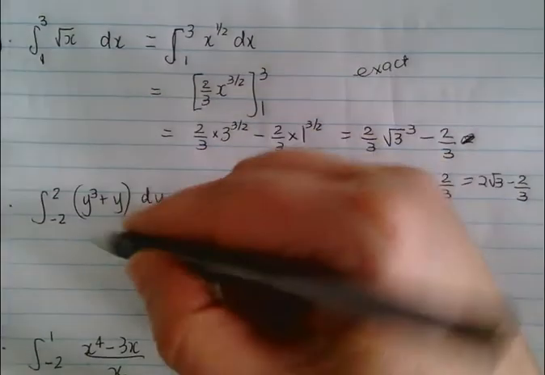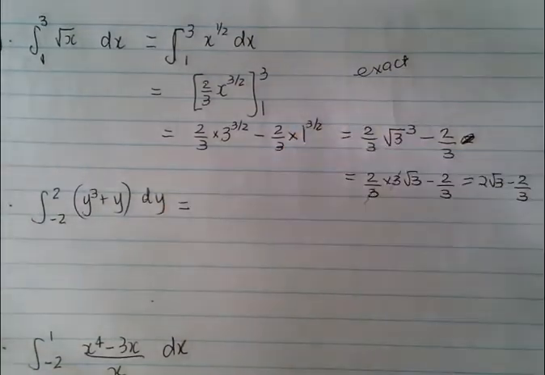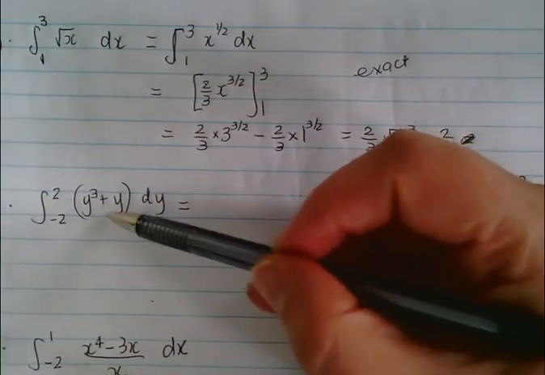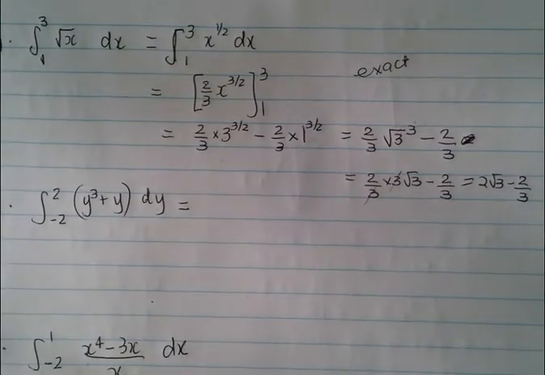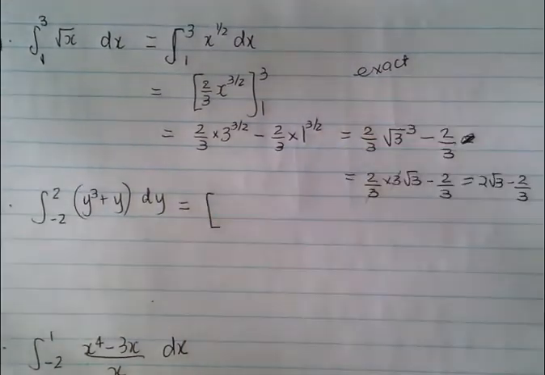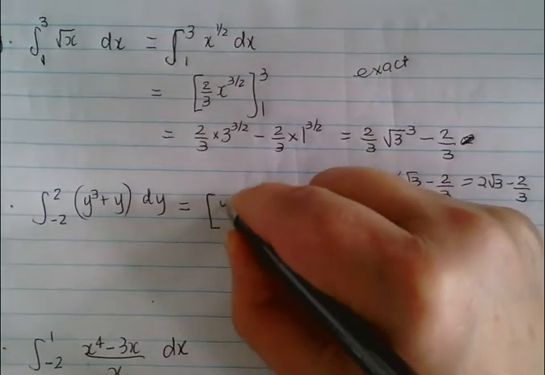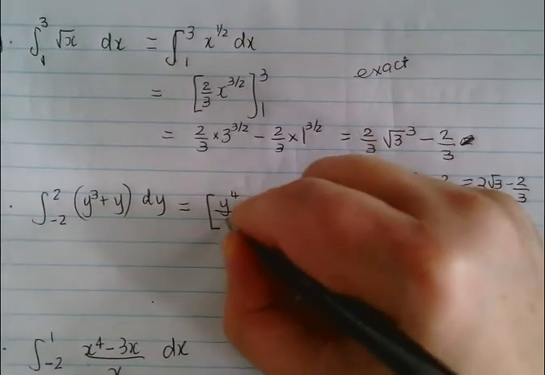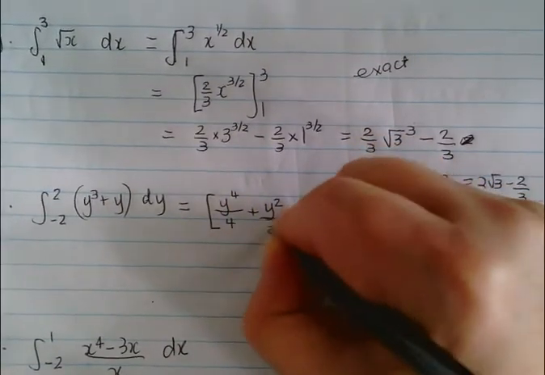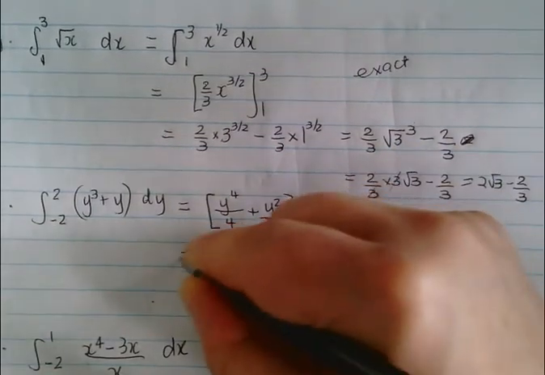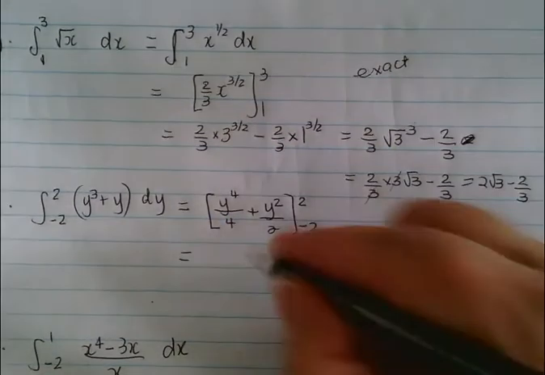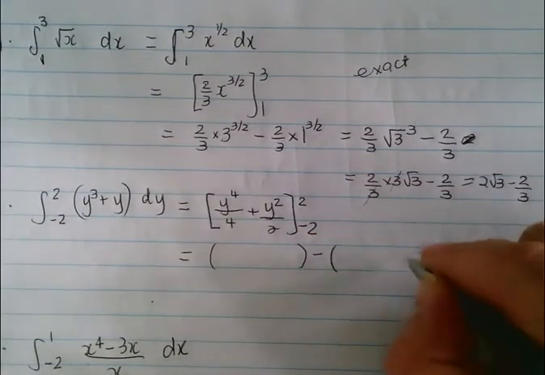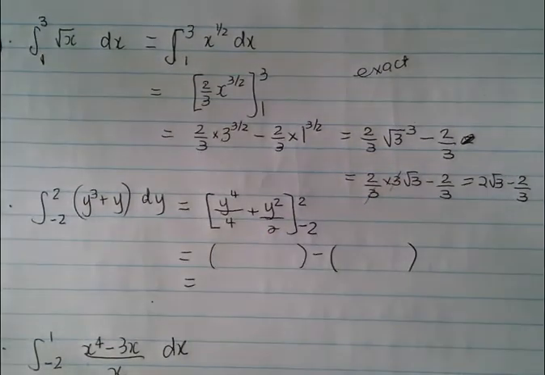All right, next one. The reason I put this one is it doesn't always have to be x. This is asking you to integrate with respect to y, so it's just the same. And what do you get? y to the power of 4 on 4 plus y squared on 2, substituting in your values of 2 and negative 2. Please do the whole substitution for 2 first, minus the substitution for negative 2. Your powers are all even, so it's not going to matter. Which means you should get 0.